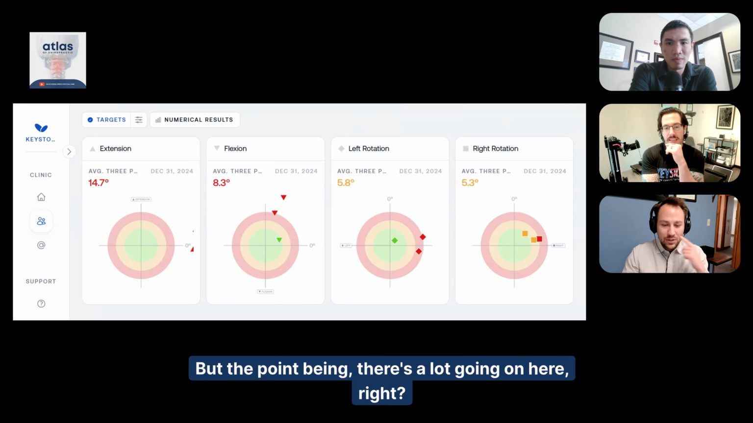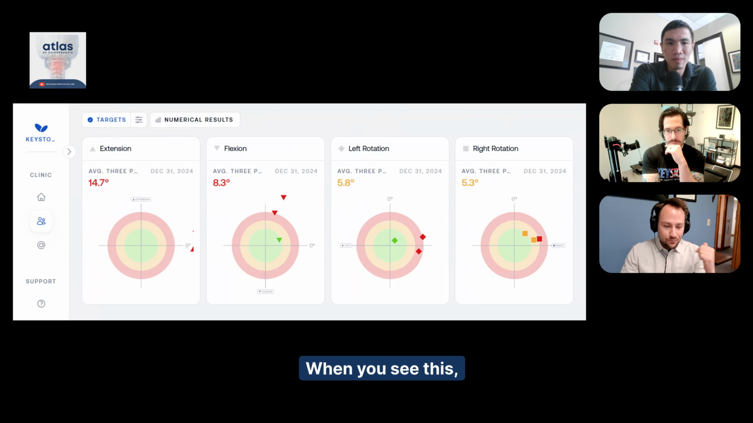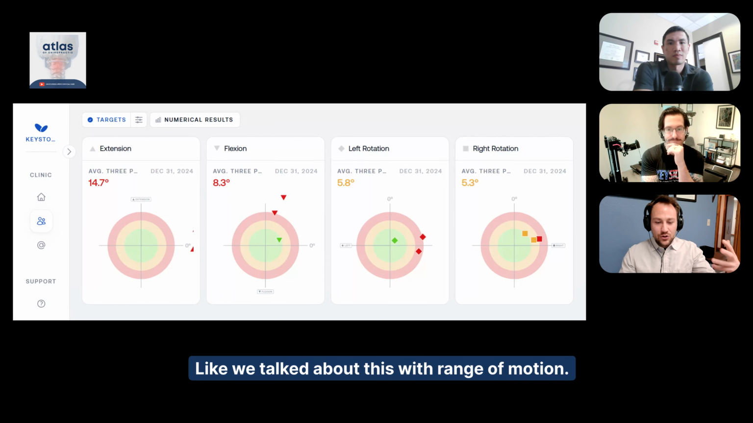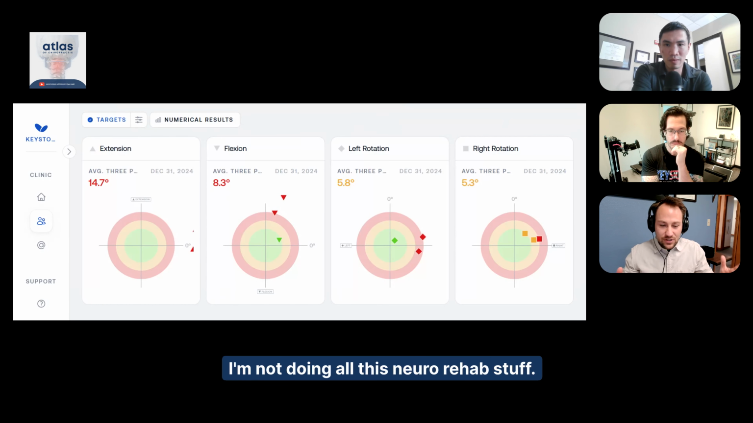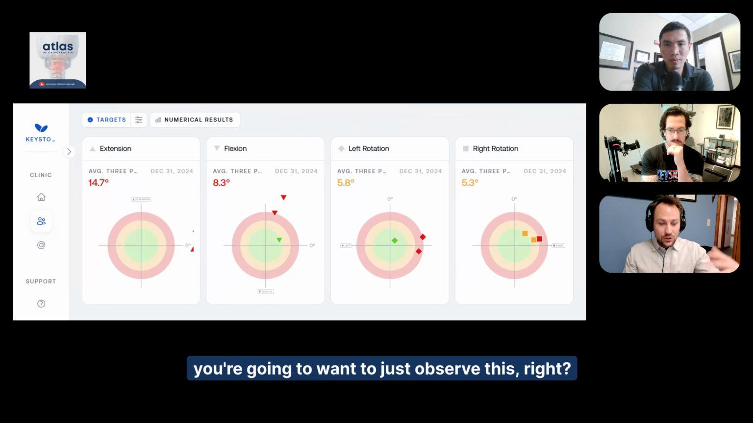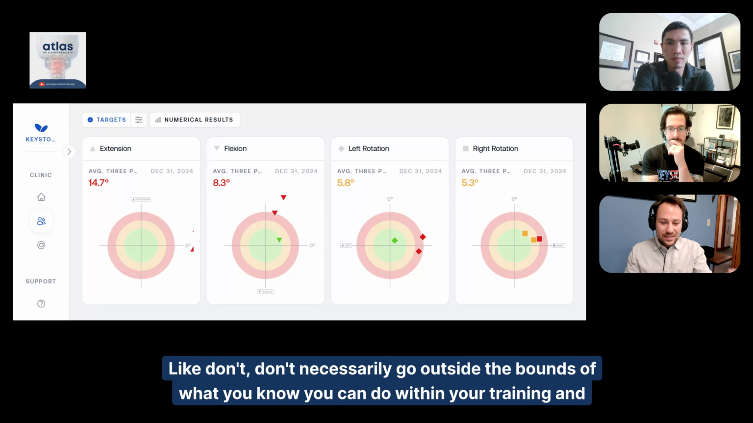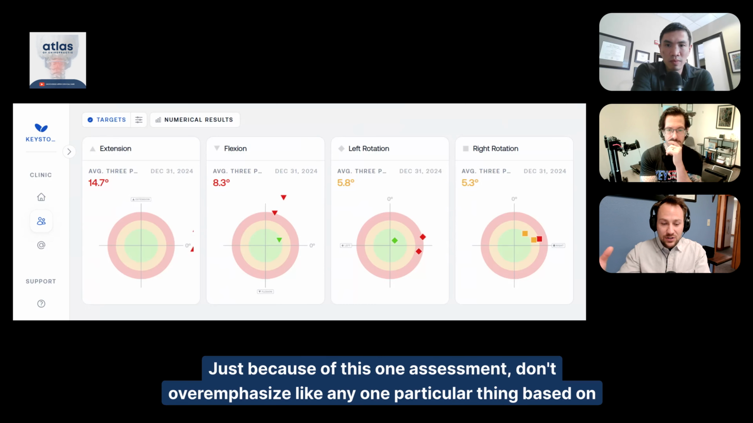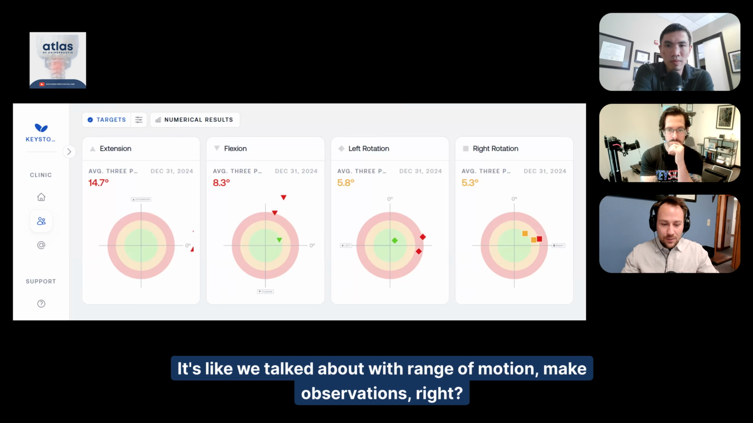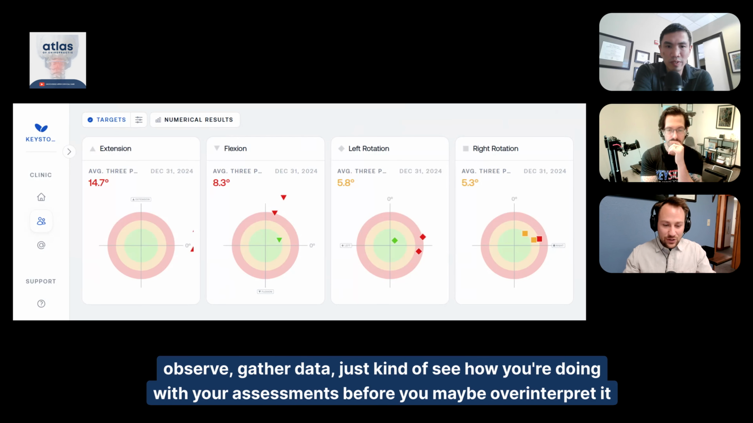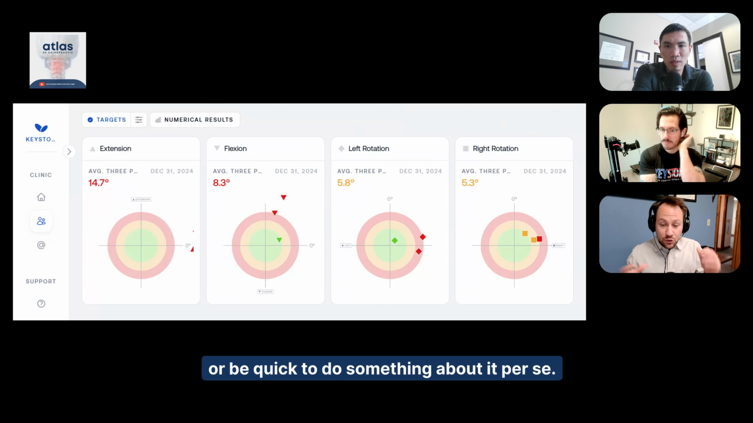But the point being, there's a lot going on here, right? When you see this, don't overinterpret it, like we talked about with range of motion. If I'm a chiropractor, I'm adjusting people, I'm not doing all this neuro rehab stuff. You're going to want to just observe this, right? Don't necessarily go outside the bounds of what you know you can do within your training and technique just because of this one assessment. Don't overemphasize any one particular thing based on it. Make observations, right? Measure, observe, gather data, see how you're doing with your assessments before you overinterpret it or are quick to do something about it.